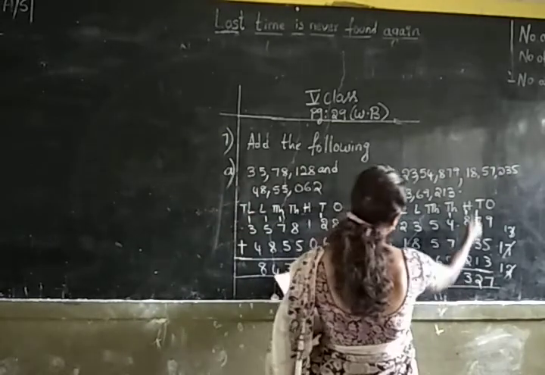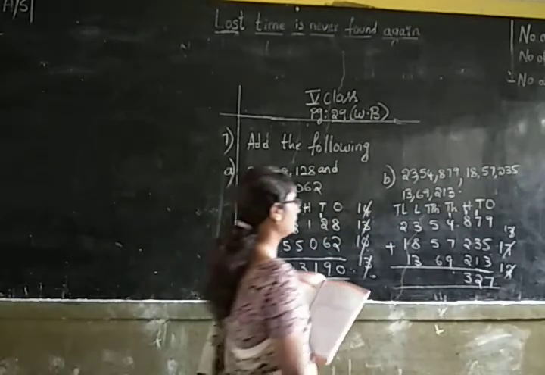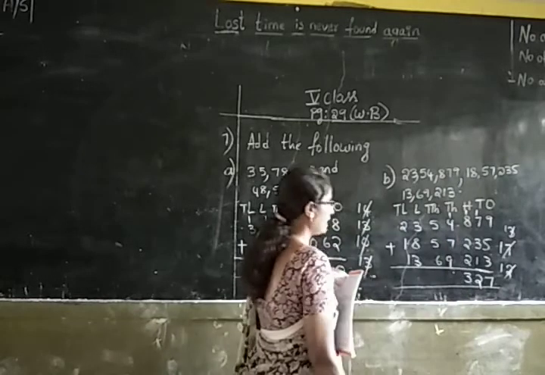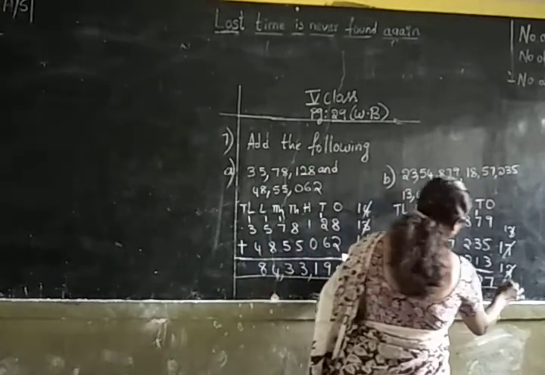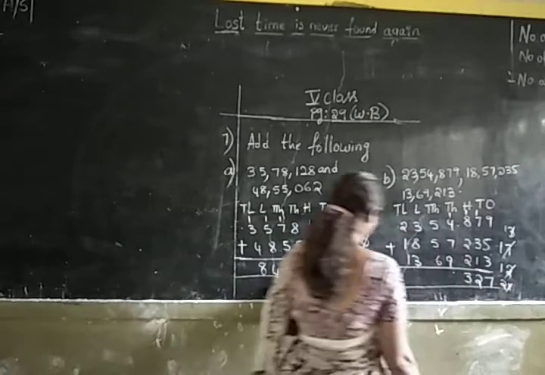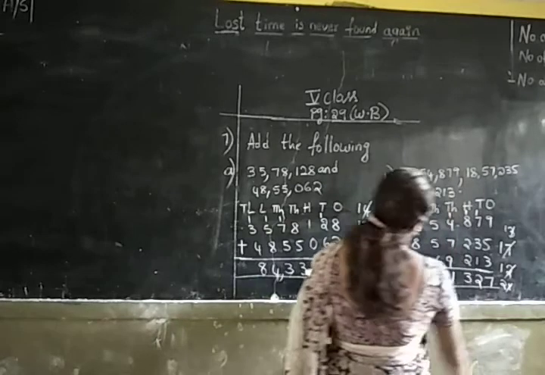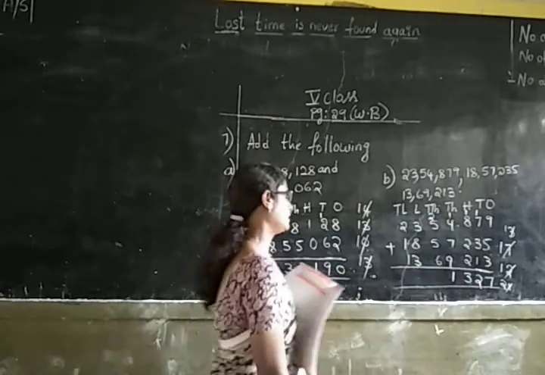After adding the numbers in 100's place, you have to add the numbers in 1000's place. Okay, children? So, 4 plus 1 is 5, 5 plus 7 is 12, and 12 plus 9 is 21. You have to put 1 in 1000's place and carry away 2 to the 10,000's place.